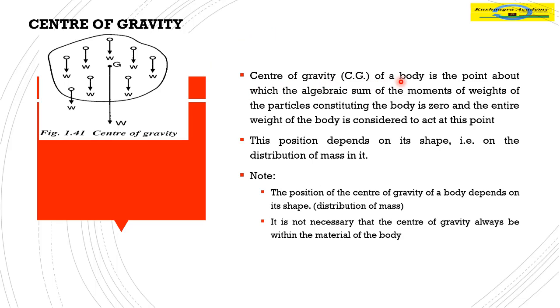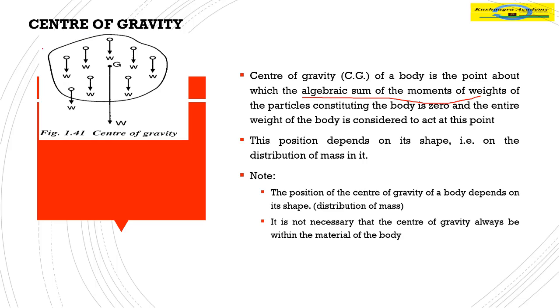Center of gravity of a body is the point about which the algebraic sum of the moments of weight of the particles constituting the body is zero, and the entire weight of the body is considered to act at this point. So this looks complicated, but we can see here algebraic sum of the moment.